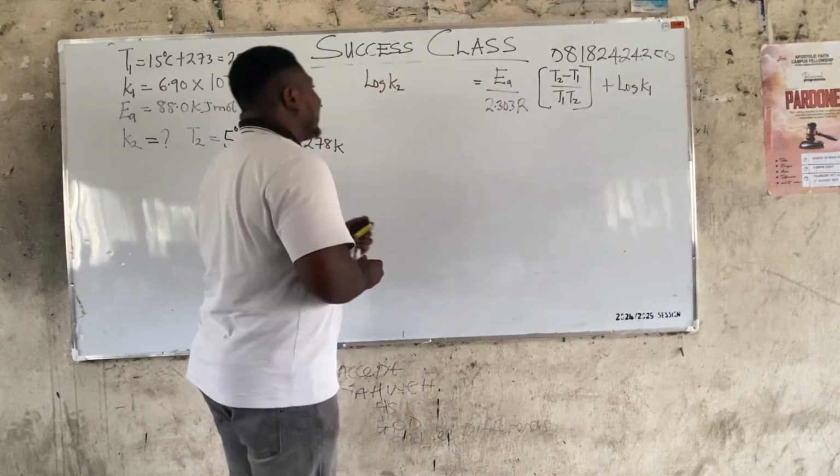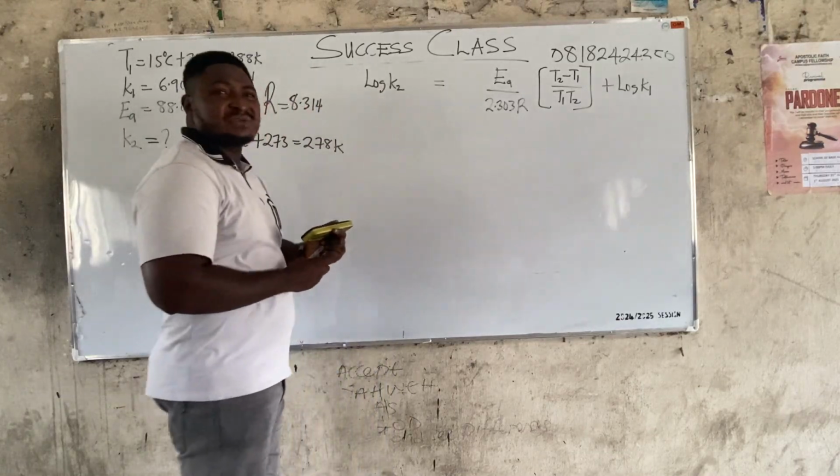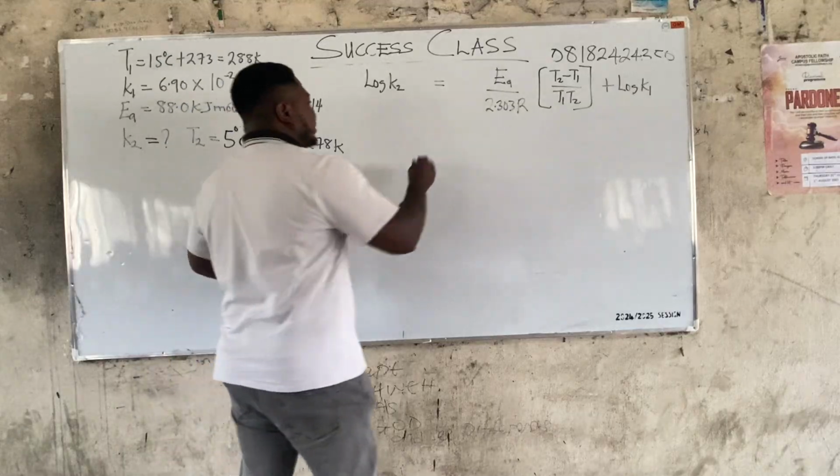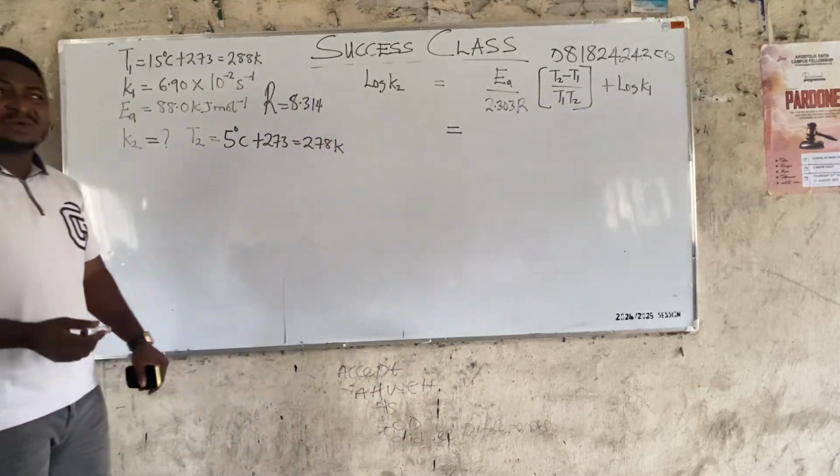So you now see that only the unknown is on the left hand side. Log K2 is on the left hand side. So we're going to say, let's now start solving. What is Ea? 88 kilojoules. Class, thank God you remember.